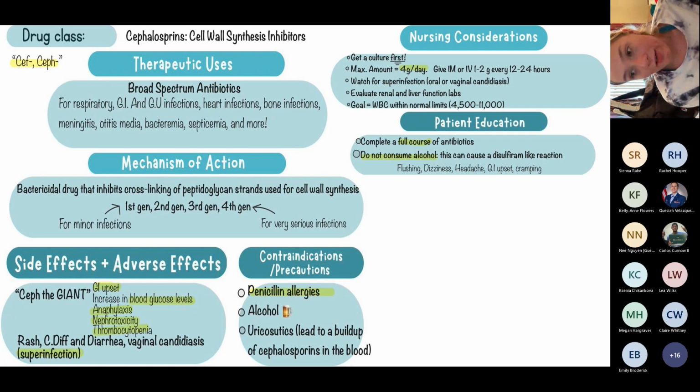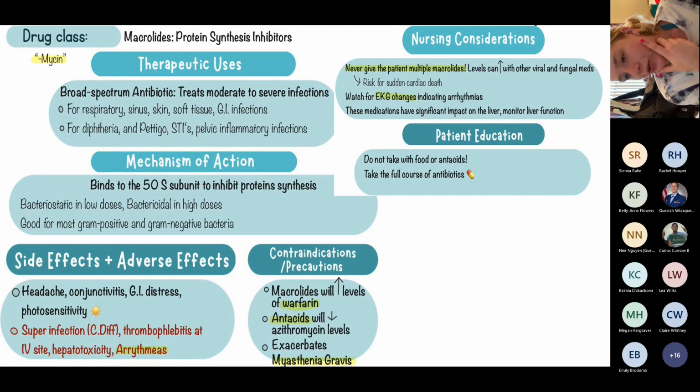Additionally, when you are on a cephalosporin, absolutely no alcohol. This can cause a disulfiram-like reaction, where essentially these patients look really drunk really, really fast. Dizzy, headache, flushing, not very good for these patients. And you'll kind of notice that theme. Lots of antibiotics, we don't want alcohol.